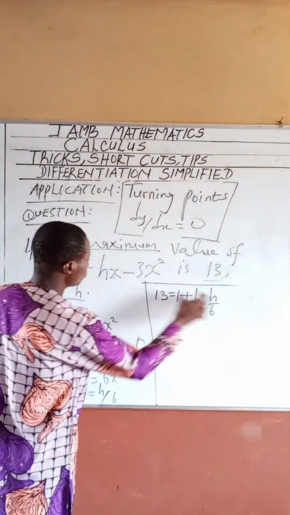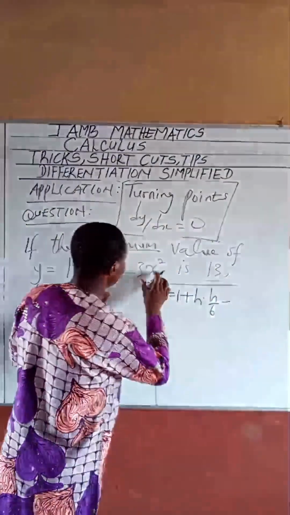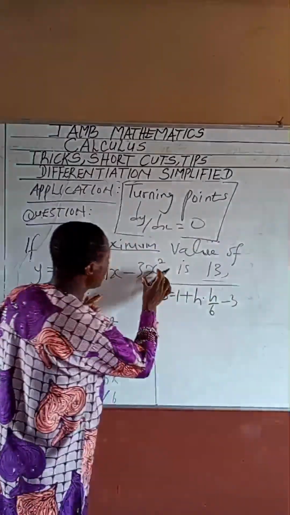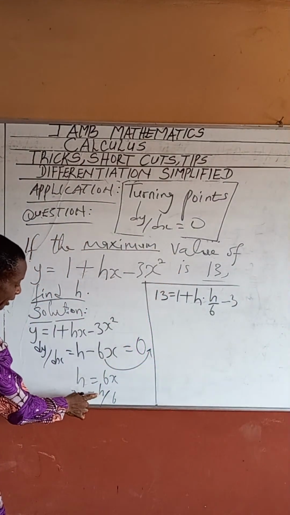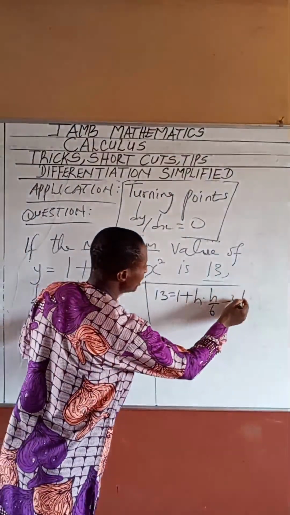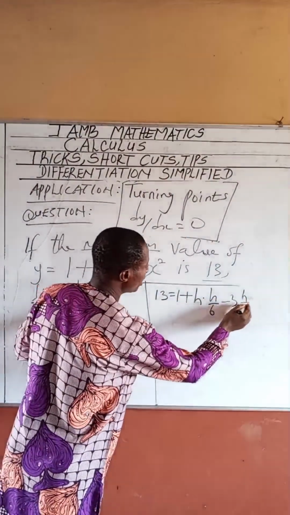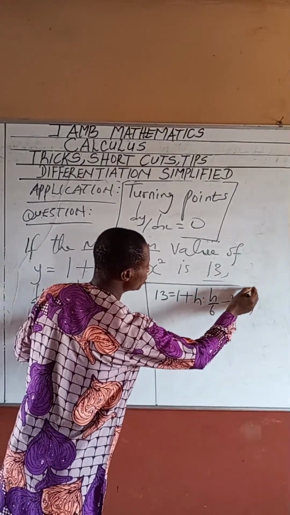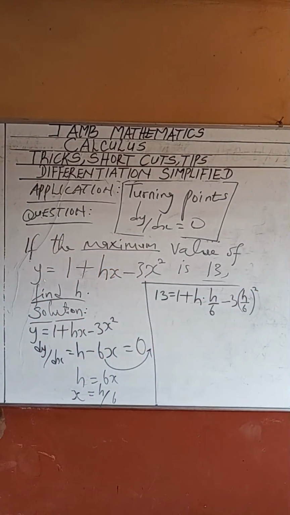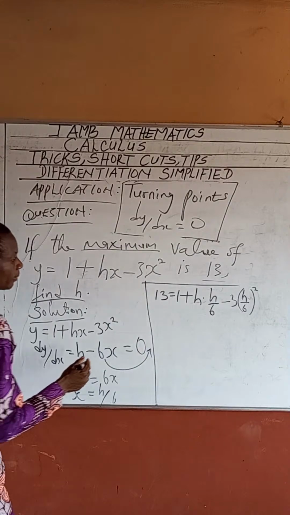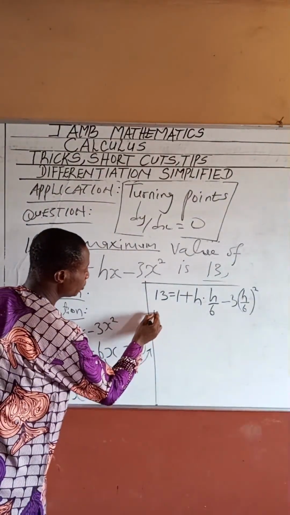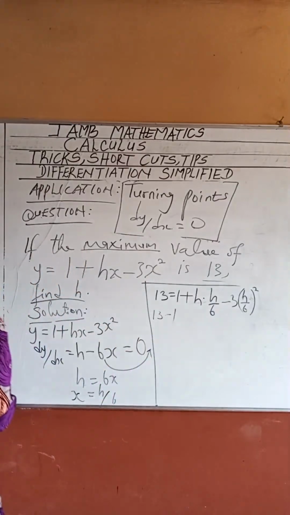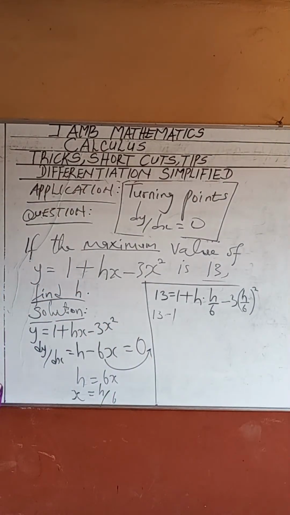Once we are done with this, we move to minus 3x squared. What is x? X is h over 6. That is h over 6. We'll square h over 6. This is what we're going to do. You can see it, right? So 13. We are going to have 13 minus 1. Sorry for the marker, it's getting fainter. Give me a few seconds.